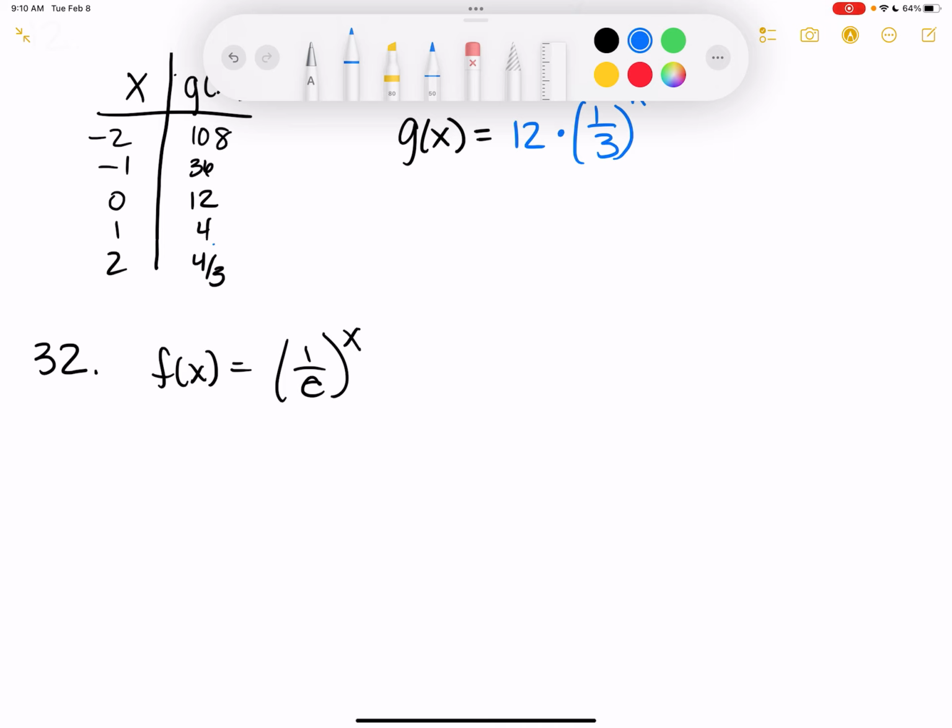If A, I don't even know what A is. A is 1. Okay, A is greater than 0, so it's increasing. Yes. Growth. But B has to be greater than 1 too. So is 1 over... E greater than B? I mean greater than 1.